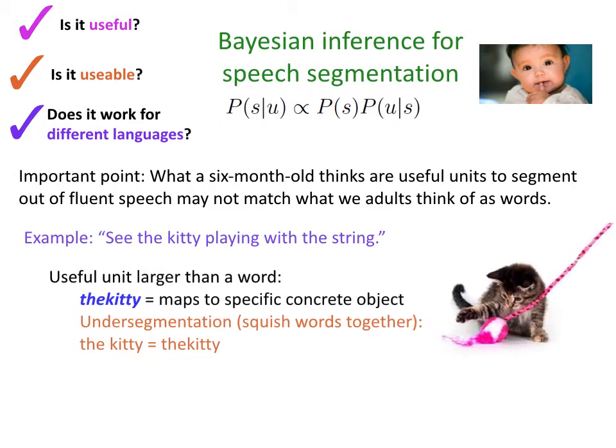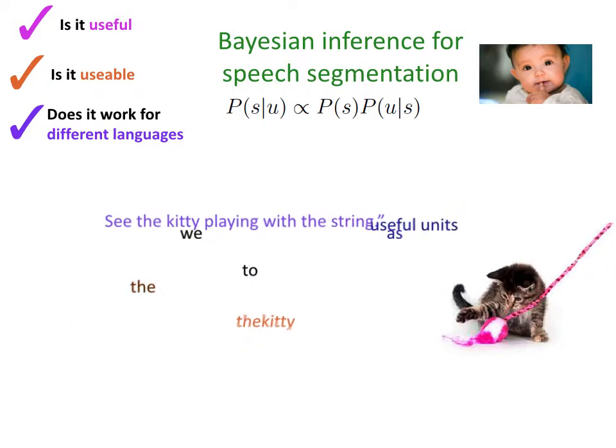As another example, we can think about the opposite, under-segmentation. Maybe the segmentation output puts the and kitty together to make the kitty a single word. This also isn't so bad because, in terms of learning what that word means, the kitty is actually sort of a nice meaningful unit. It happens to be a meaningful phrase that maps to a specific concrete object, right? So it's still useful as a unit to segment out.